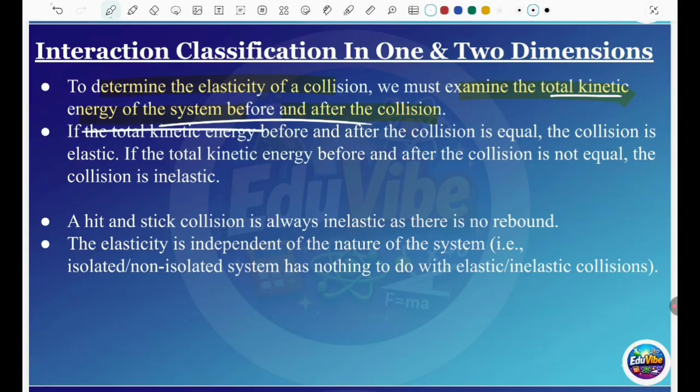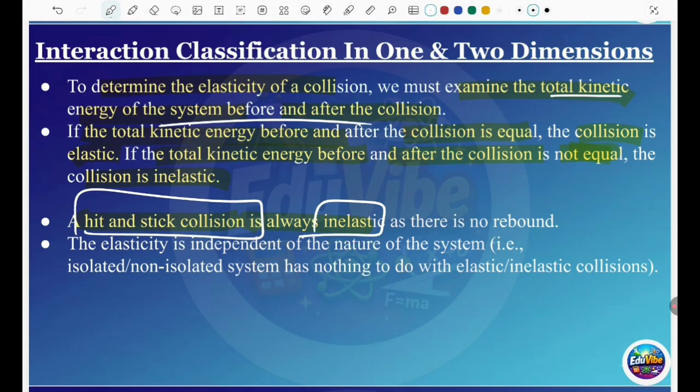If the total kinetic energy before and after the collision is equal, the collision is elastic. That's what I told you. If before and after are not equal, we have an inelastic collision. And one thing in this: if you have a hit and stick collision in your question, and they ask whether this collision is elastic or inelastic, you have to say that it is always inelastic. In the hit and stick collision, you always have an inelastic collision, not in rebound, only in hit and stick.